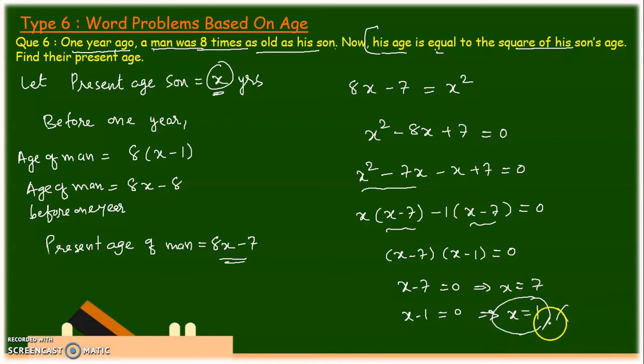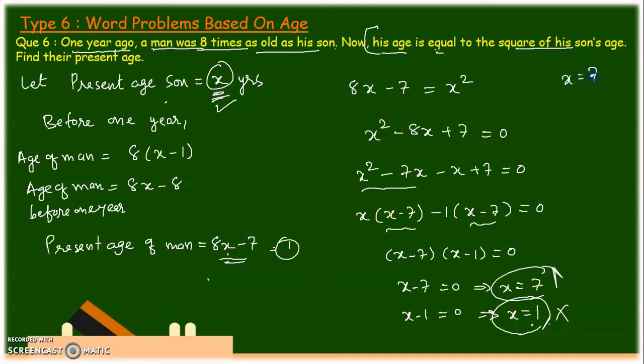Why? Because if you put x equal to 1 here, then we will get the son's age is 1 year, and the present age of the man, if you put x equal to 1, we will get the man's age is also equal to 1 year. So the age of the son and father both will be equal to 1 year, which is not a possible case. So here we get x equal to 7.